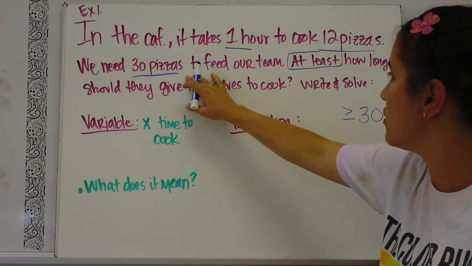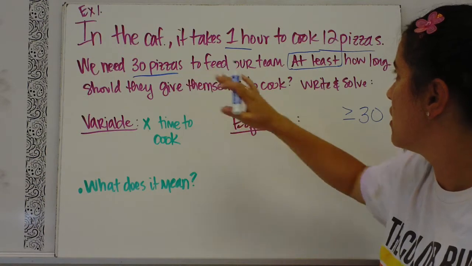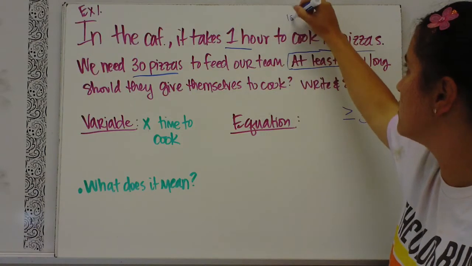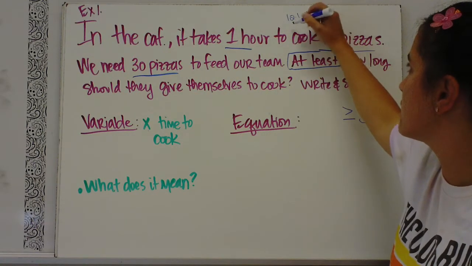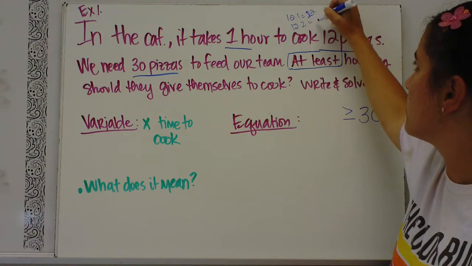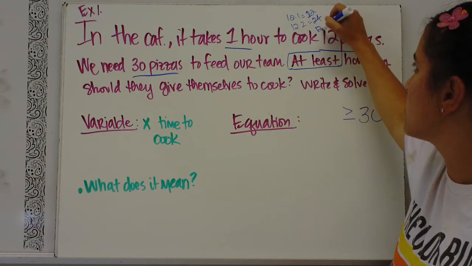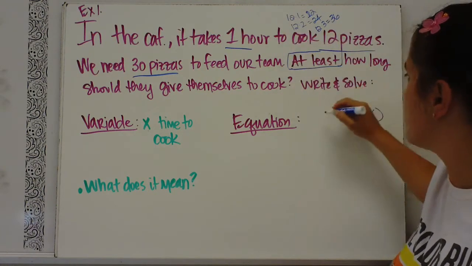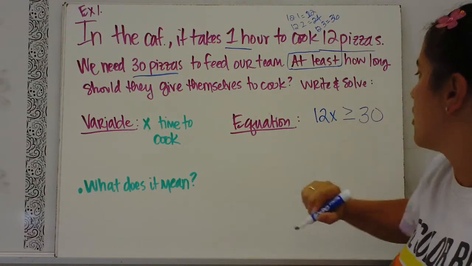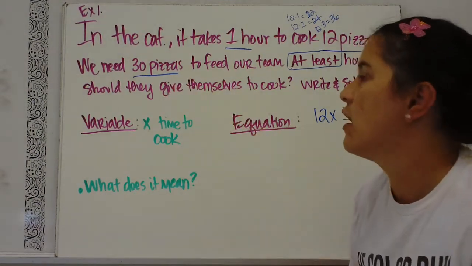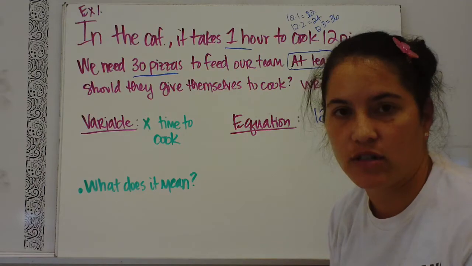So how long do we need? Well, 12 times 1 would give us 12 pizzas. 12 times 2 would give us 24 pizzas. 12 times 3 would give us 36 pizzas. So we know we need to multiply. So 12x, that's how long we need: 12 times the number of hours to get pizzas.